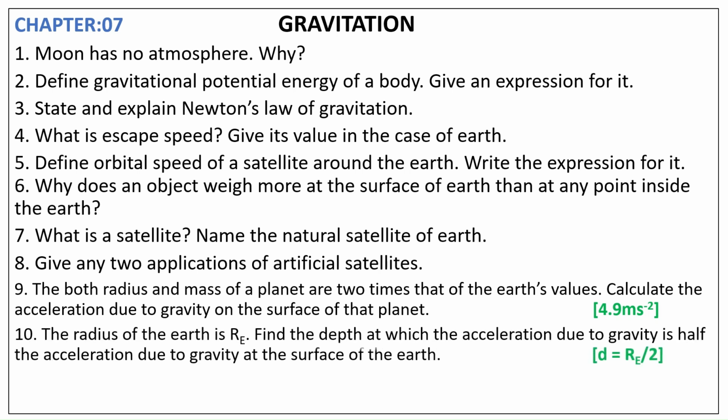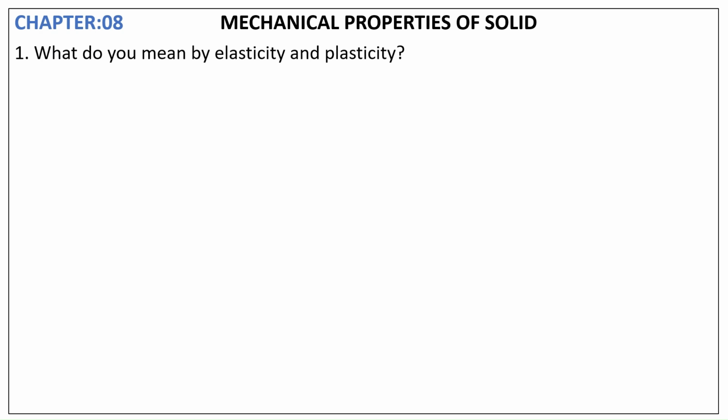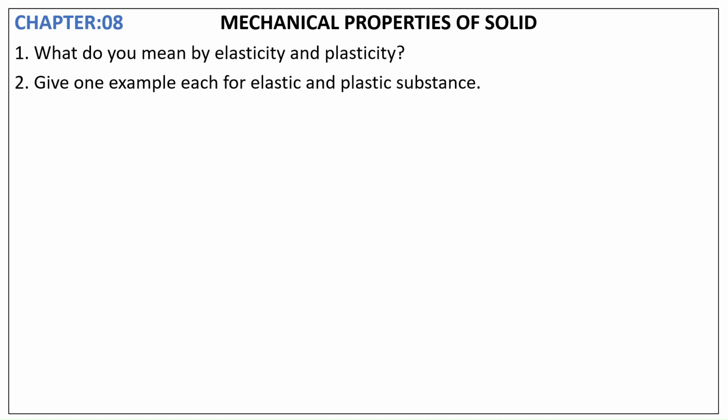10. The radius of the Earth is R_e. Find the depth at which the acceleration due to gravity is half the acceleration due to gravity at the surface of the Earth. Answer is d is equal to R_e by 2. Chapter 8. Mechanical properties of solid. 1. What do you mean by elasticity and plasticity? 2. Give one example each for elastic and plastic substance.